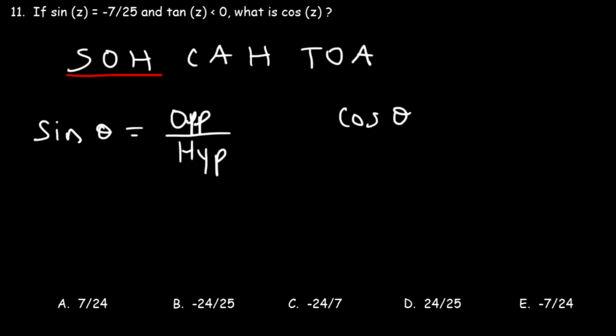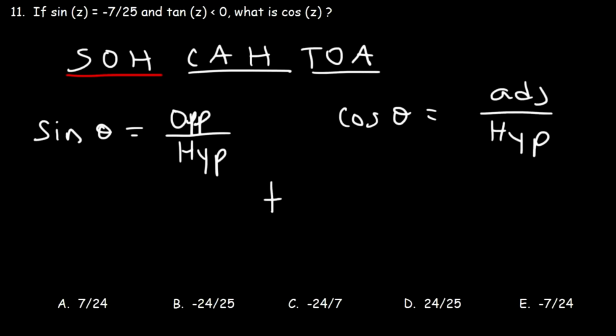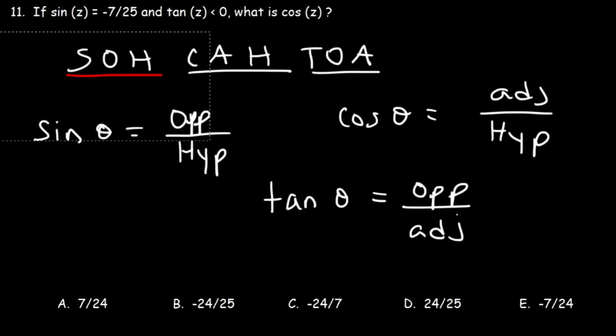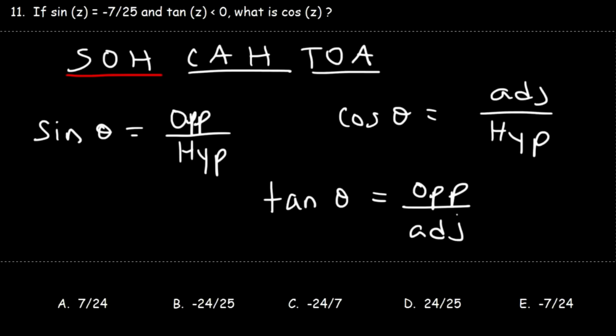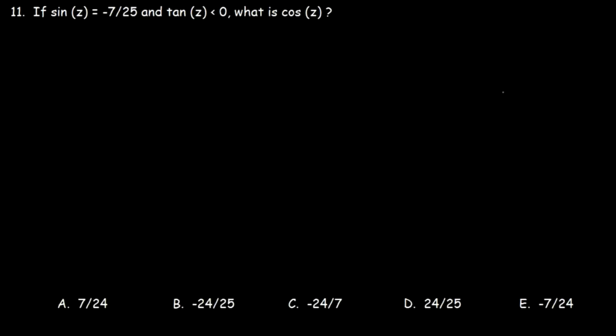Cosine is equal to A over H, or the adjacent side, divided by the hypotenuse. And tangent is opposite divided by the adjacent. So what does this mean? How do we know which side is opposite, which one is the hypotenuse, and which one is the adjacent side?